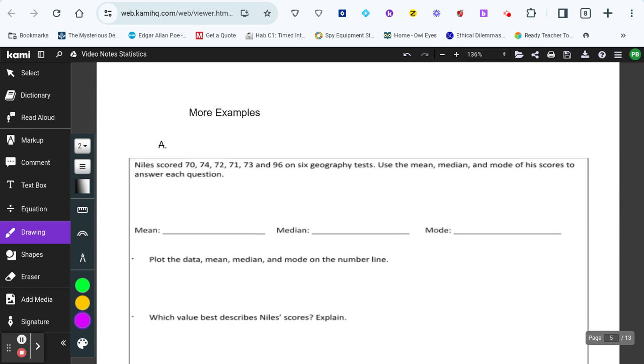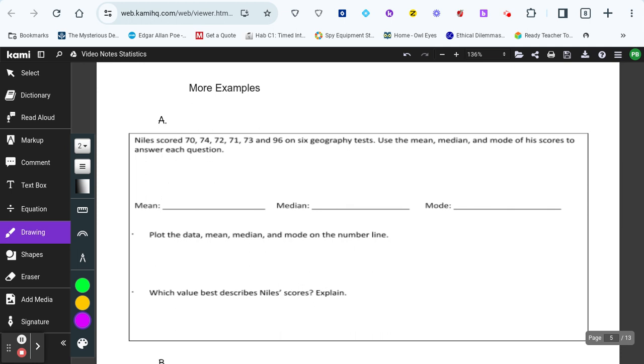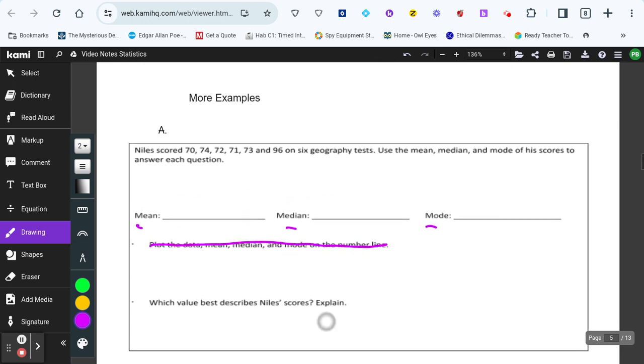All right, so let's take a look. It says we got some more examples. We're going to find mean, median, and mode. We're not going to be plotting the data on the number line. I don't think you have to do that on your Work Keys test. But we will talk about which value best describes the scores and why. And we won't do all these. We kind of skip around.